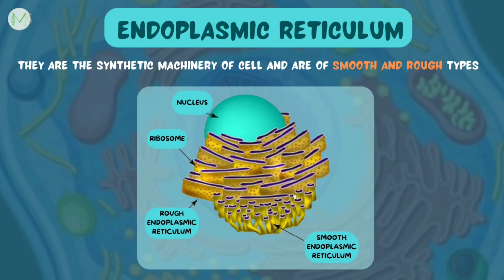Endoplasmic reticulum. They are the synthetic machinery of cells which are of two types such as rough and smooth. Ribosomes on the surface of the endoplasmic reticulum makes it rough, whereas smooth endoplasmic reticulum lacks ribosomes. The rough endoplasmic reticulum is responsible for protein synthesis, whereas smooth endoplasmic reticulum is responsible for lipid synthesis.